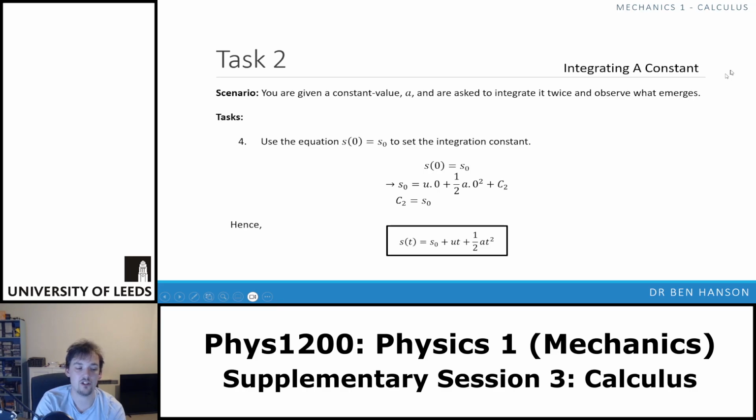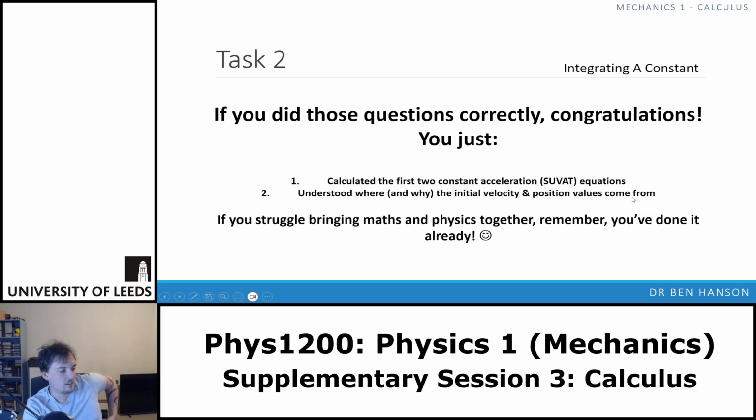The SUVAT equations come from integrating constants. Nice. So if you did those questions, congratulations, you calculated the first two constant acceleration equations and understood where and why initial velocity and position values come from. Again, if you struggle bringing maths and physics together, remember you've already done it. Just like you did it for the vectors, you've now done it for the calculus questions. So no need to worry. Underneath all of the conceptual physics is mathematics.